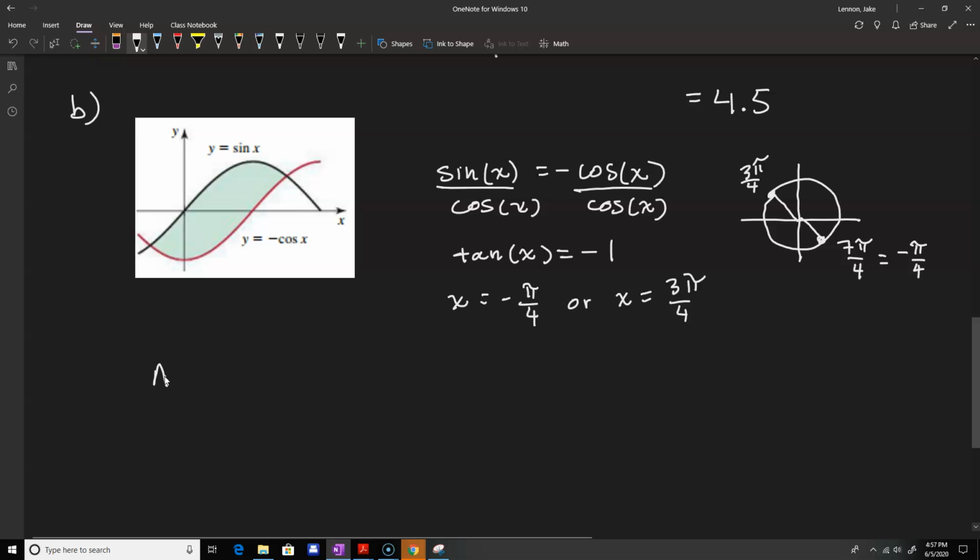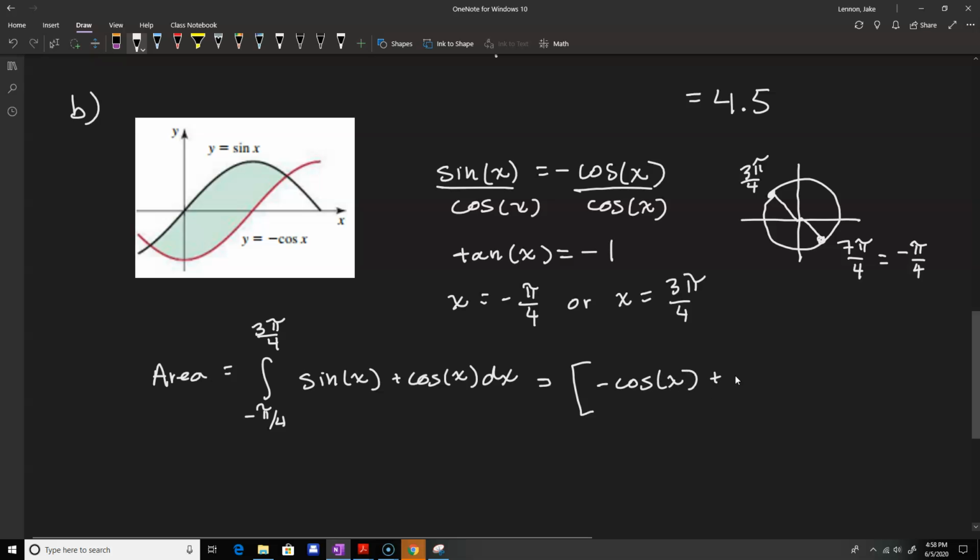So let's see, this area here is going to be equal to the integral from negative pi over 4 to 3 pi over 4 of the sine of x minus negative cosine of x, which is really just plus cosine of x, dx. So this has a pretty simple antiderivative. We've got minus cosine of x plus the sine of x from negative pi over 4 to 3 pi over 4.